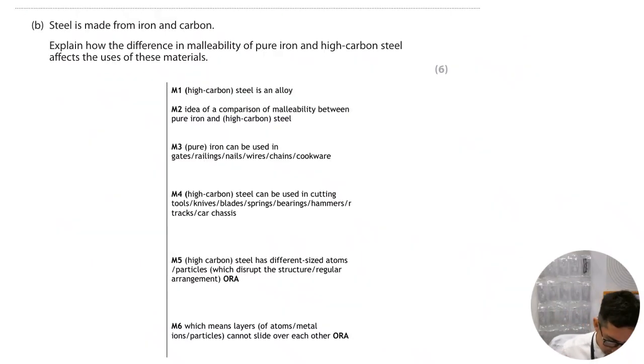So did I mention everything in the mark scheme? Yes, we said that steel was an alloy. We said that the malleability for pure iron is going to be greater. Iron can be used in gates, railings, nails, whereas I used an example of paper clips. I guess that's a much better example. I should have said wires actually. I think paper clips would have got the mark, but wires is a great example where you want it to be really malleable.